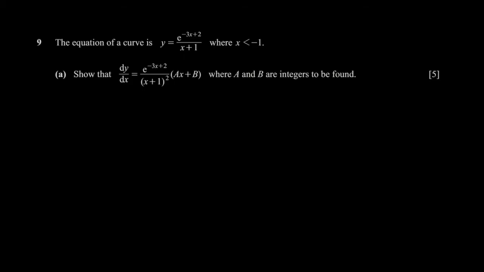All right, question 9. The equation of a curve is this thing here, where x is less than -1. Show that dy/dx is equal to this, where a and b are integers to be found.